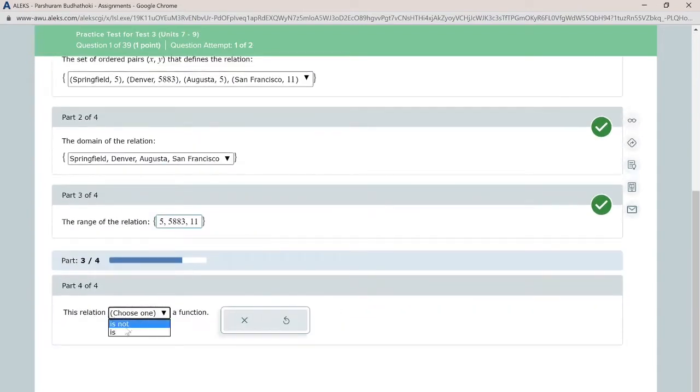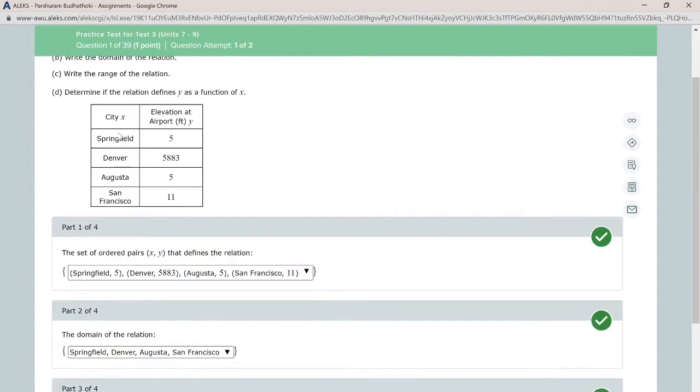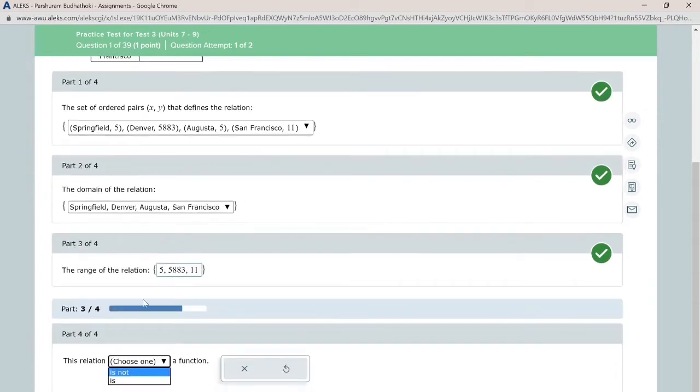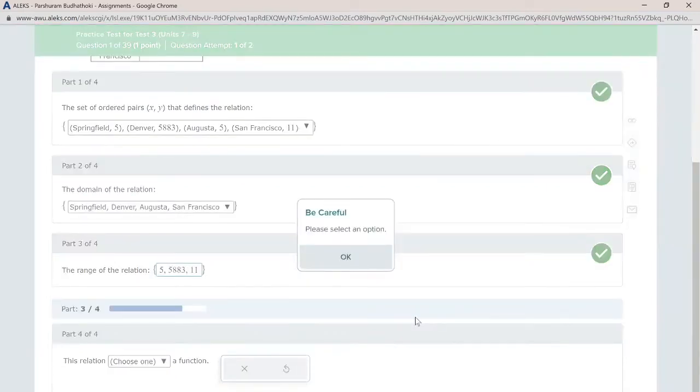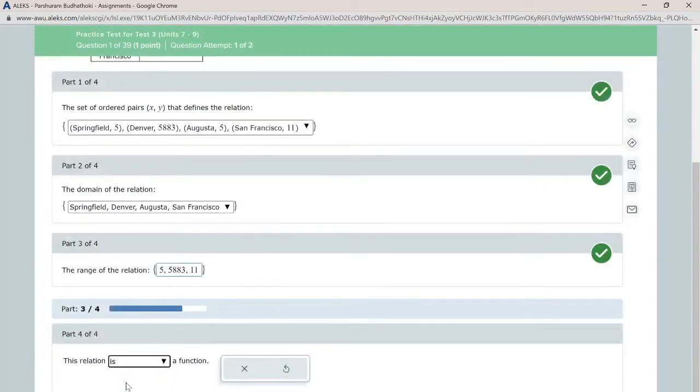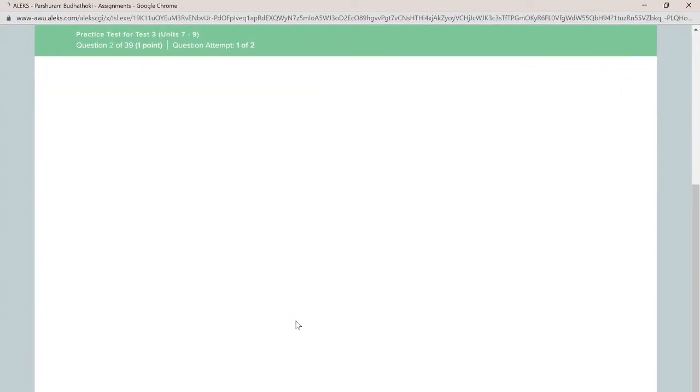The relation is a function. Is it a function? So whenever you see for every single input there is only one output, then that's called function. So meaning for one x value, if there is only one y value, that's called function. For Springfield, the value is 5. For Denver, so all of these cities, they have one unique value. So that's why it's a function. The relation is a function. So that's question number 1.